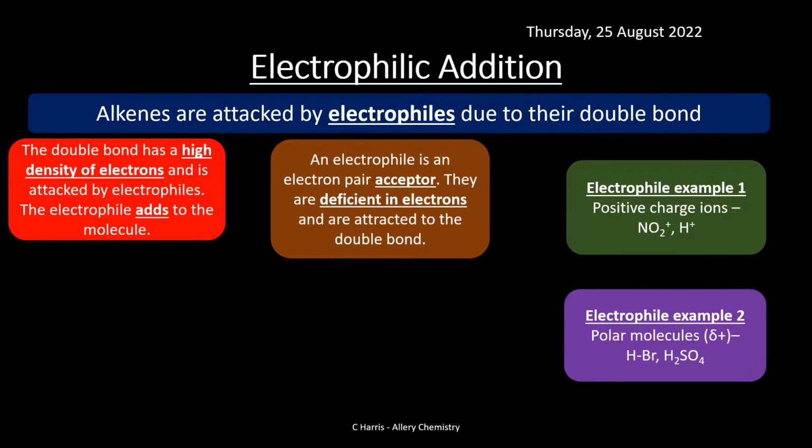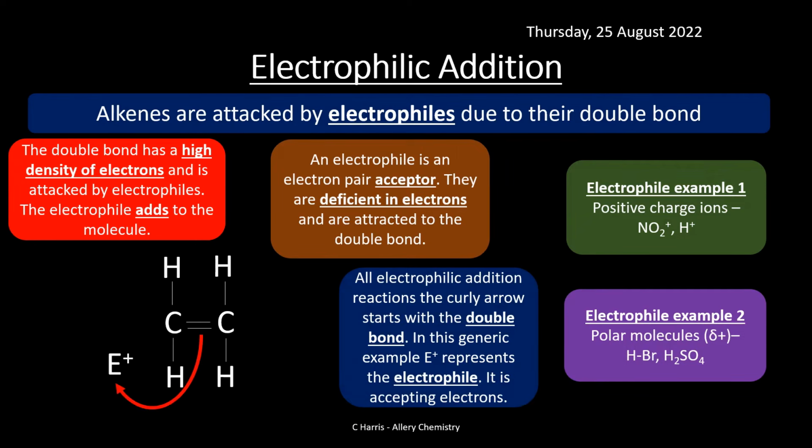You might have polar molecules. HBr can be an electrophile. H2SO4 can be an electrophile. So they don't have to have a proper positive charge. They can have a delta positive charge here. So obviously the hydrogens on here are delta positive.